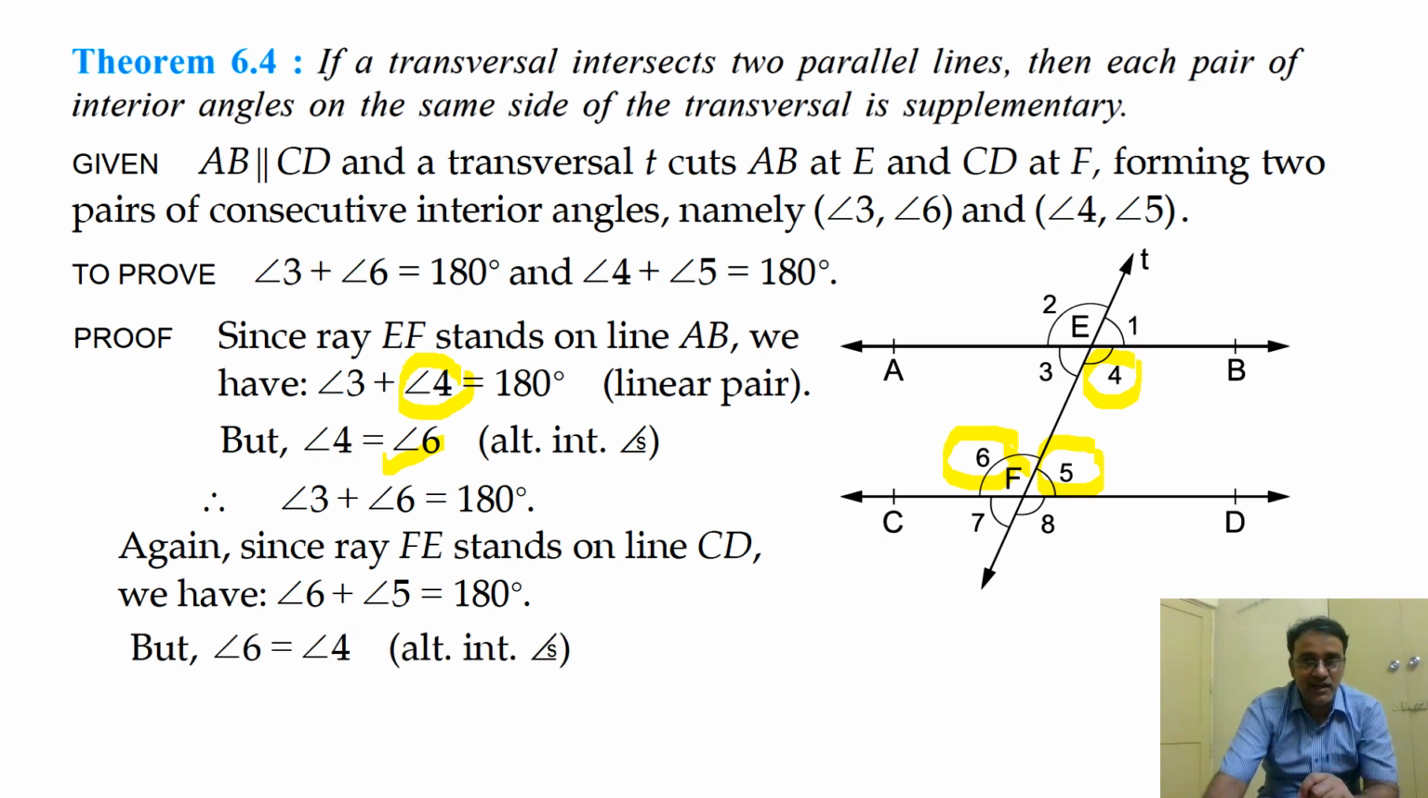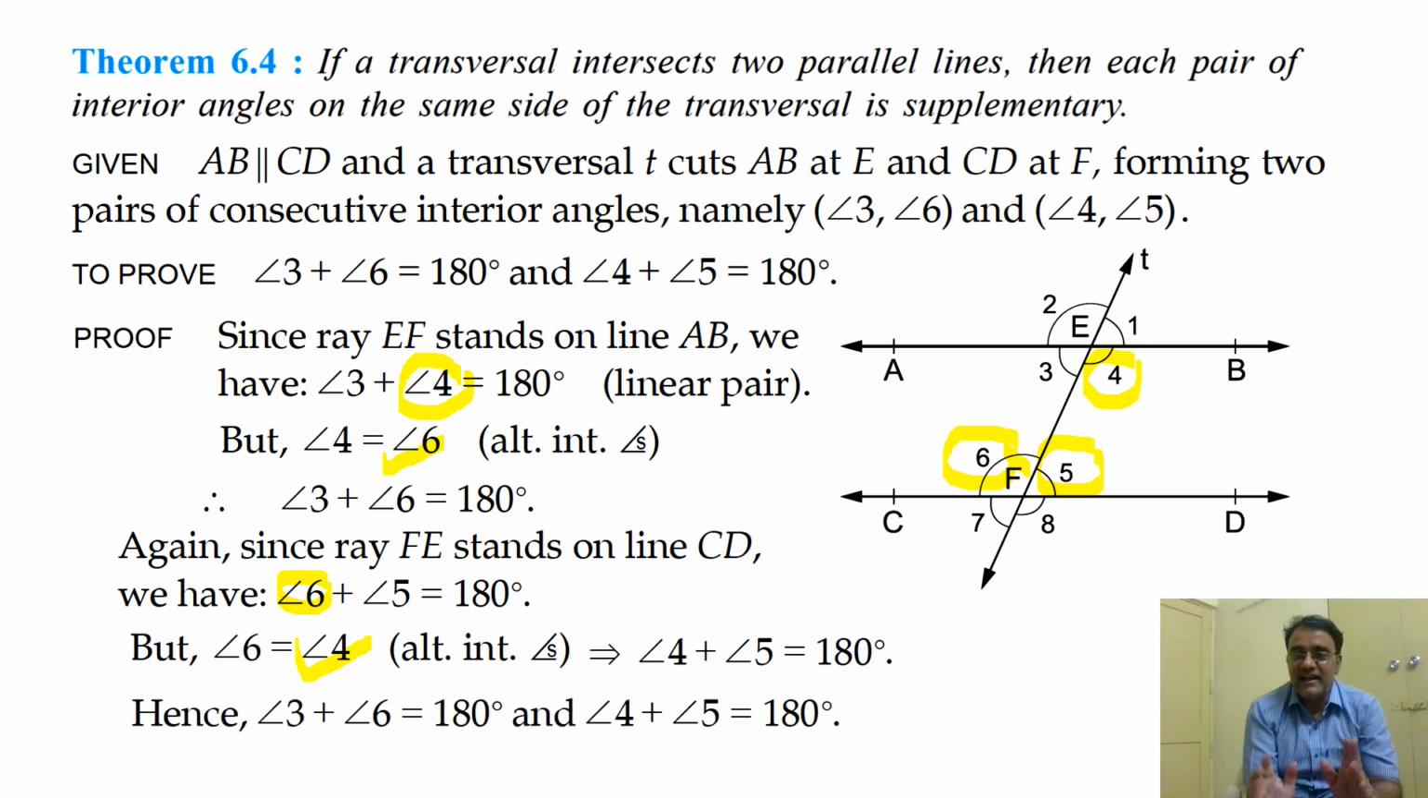So we conclude that फिर से हम लोग क्या करेंगे? 6 के जगह पे in place of 6 we will replace it by 4. So angle 4 plus angle 5 is equal to 180 degree. Right? Hence angle 3 plus angle 6 is equal to 180 degree and angle 4 plus angle 5 is equal to 180 degree. So हम लोग का third theorem भी हो गया.